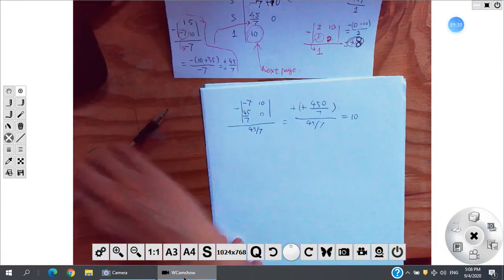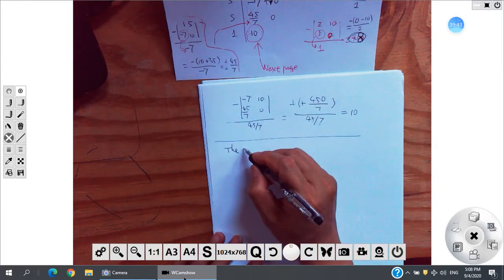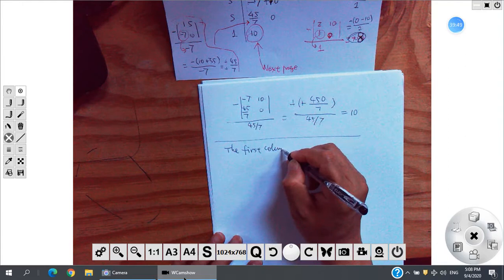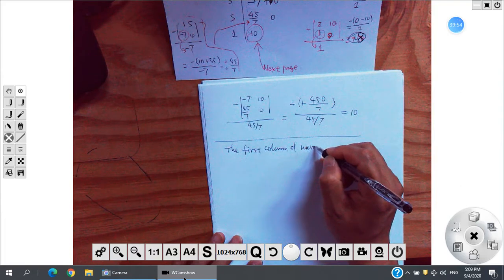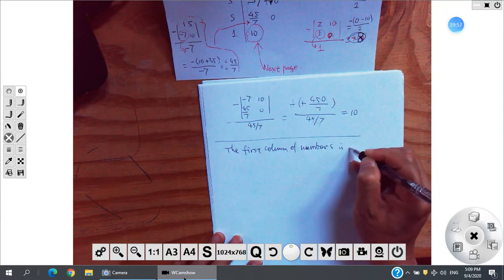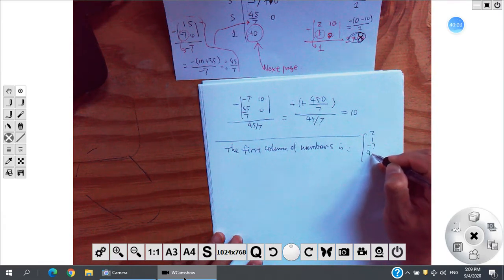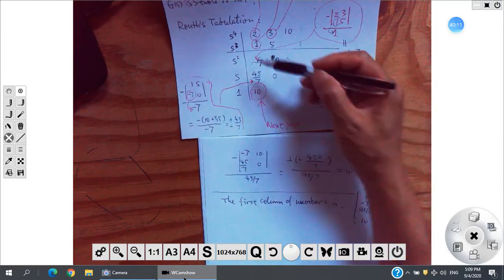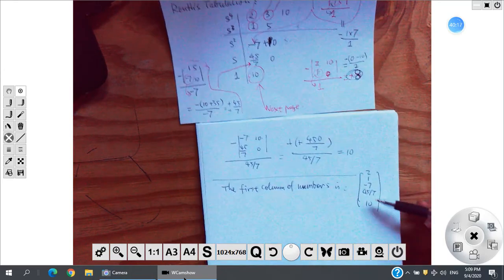I will say, the first column. We look at the first column of numbers, at least here, is 2, 1, -7, 45 over 7, and 10. Right? We have these. 2, 1, negative 7, 45 over 7 and 10. Right? So I just copied them here.